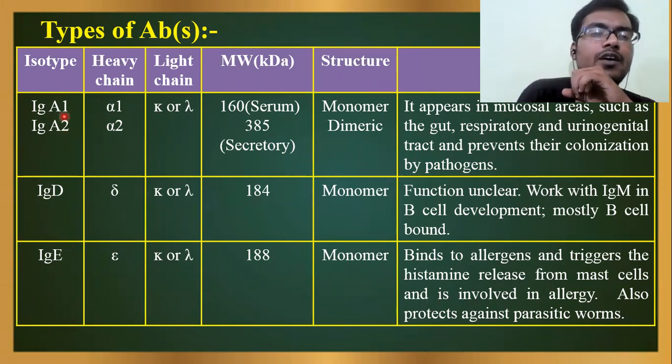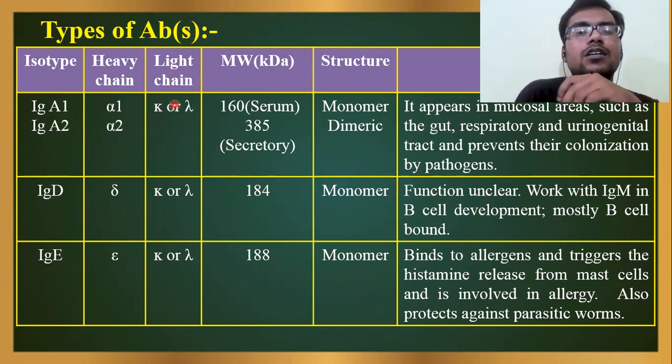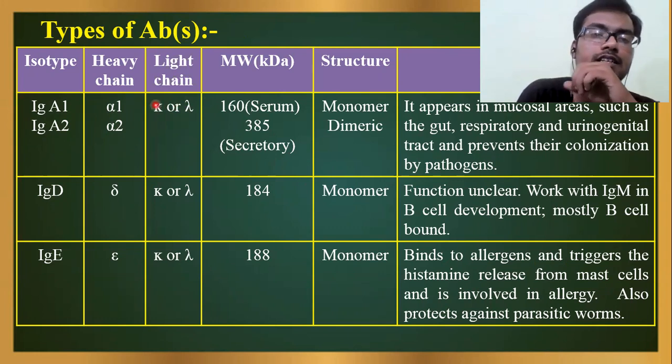In immunoglobulin A1, the heavy chains are present as alpha 1, alpha for A. That's why this is immunoglobulin A, or antibody A. Alpha 1 heavy chain is present in immunoglobulin A1. Alpha 2 heavy chain is present in IgA2, or immunoglobulin A2. In light chain, either kappa or lambda light chains are present in immunoglobulin A.